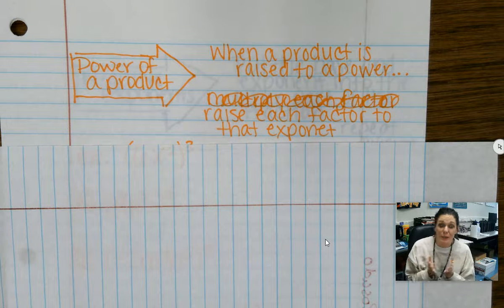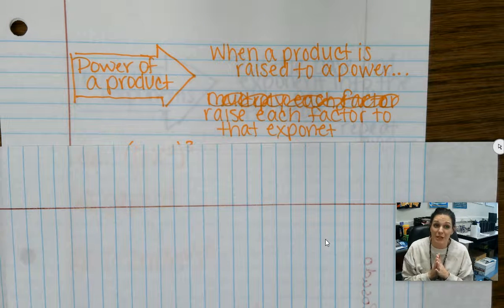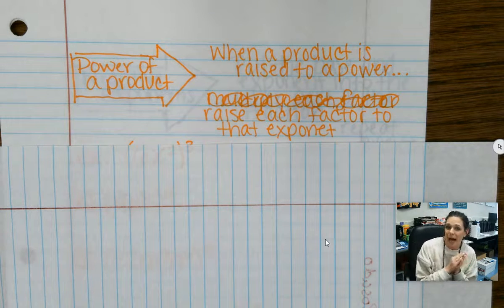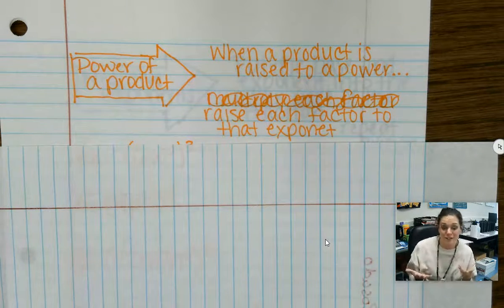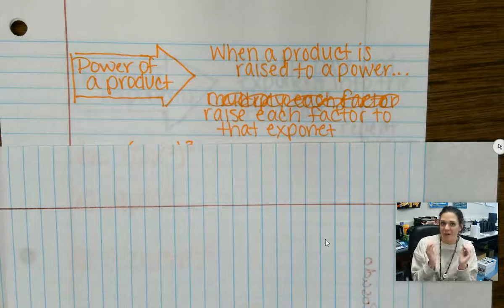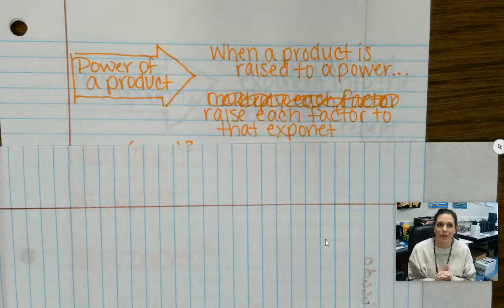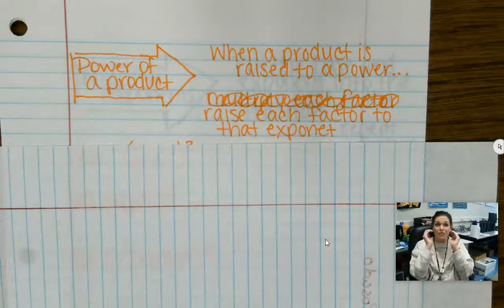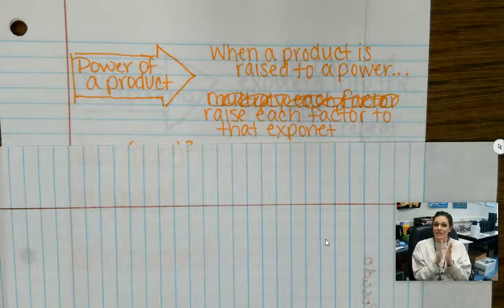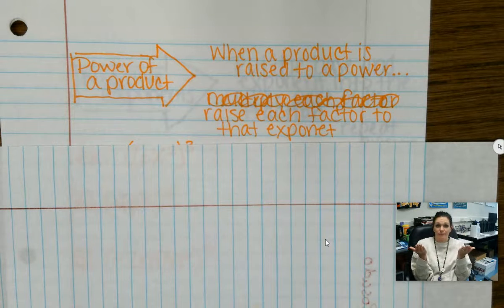So similarly to our power raised to a power rule, today we're going to be taking a look at when we do a power of a product. And a product is already numbers that are being multiplied together, and that batch of numbers is being raised to an exponent. So this says when a product is raised to a power, we're going to raise each factor to that exponent. Okay?